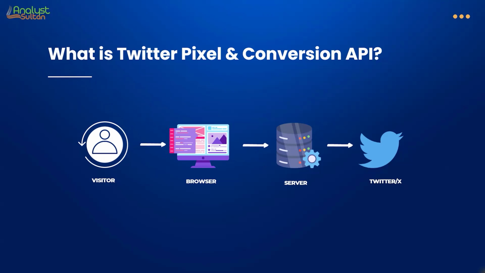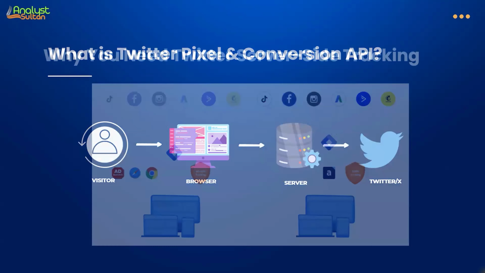Now let's talk about why Twitter is such a valuable platform for marketers. Twitter has over 400 million active users worldwide, and the platform allows you to reach a highly engaged audience. You can segment the user base on interest, behavior, demographics, and even specific keywords they engage with. By tracking conversions effectively with the Twitter Conversion API, you can measure the effectiveness of your campaigns and optimize them to reach the right users, driving more sales and engagement.